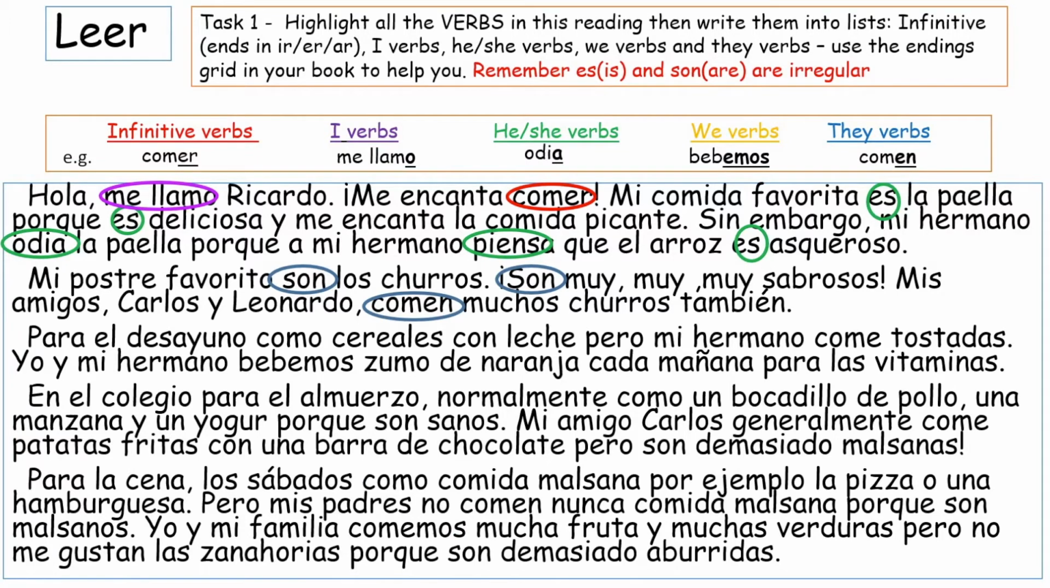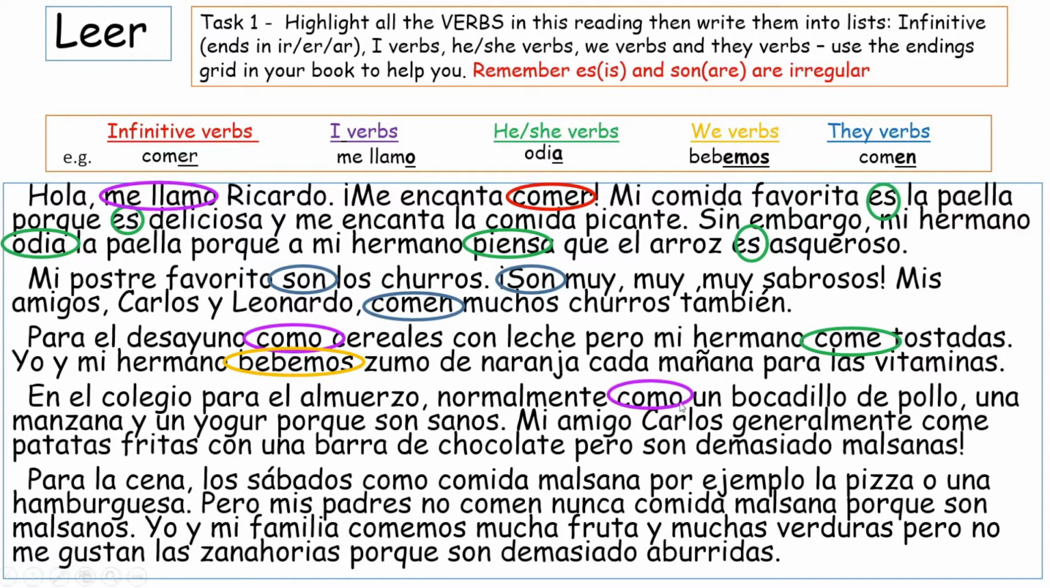So then we have comen, they eat. So we're talking about his friends. Como is an I verb, I eat, ends in an O. Come, he or she, in this case it's my brother, eats. We've got a we verb now because it ends in mos. Yo y mi hermano, myself, I and my brother, bebemos, we drink.